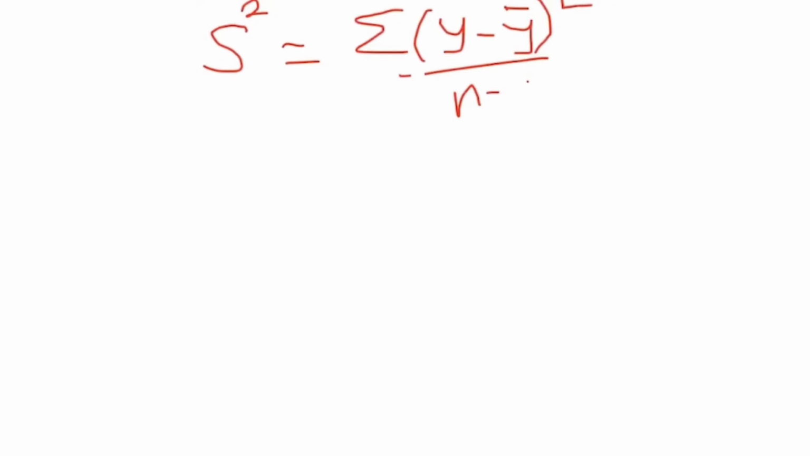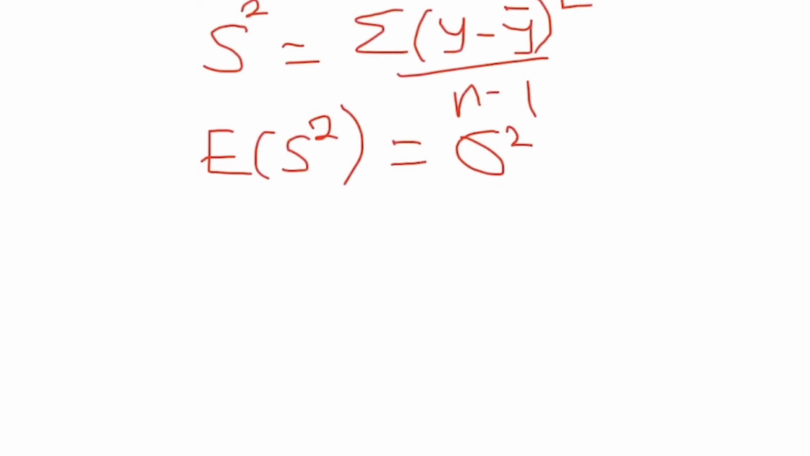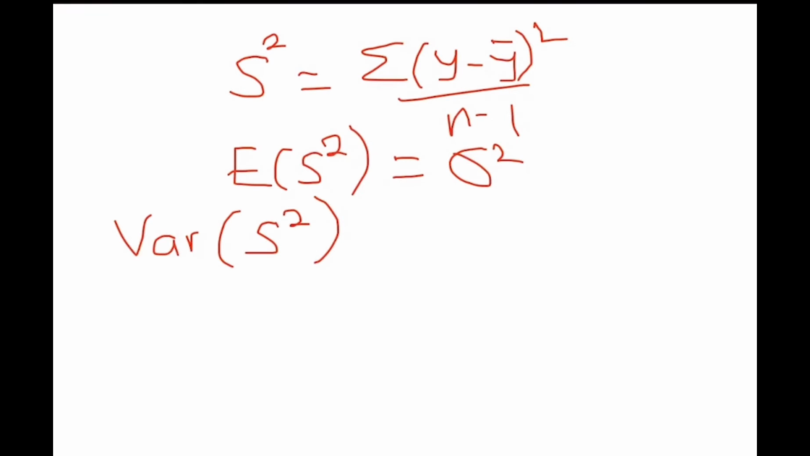We have the sample variance, which is the summation of (y minus y bar) squared, divided by n minus 1. We've been able to show the expectation of the sample variance. If I want to investigate consistency now, I need to get an expression for the variance of the sample variance.